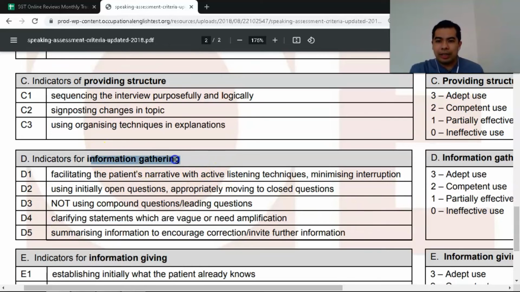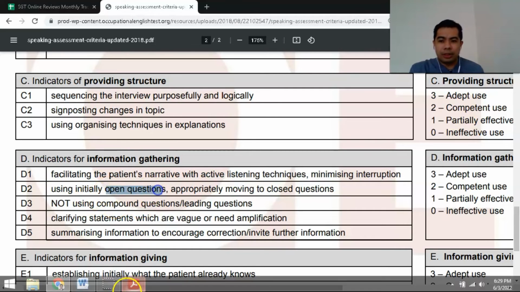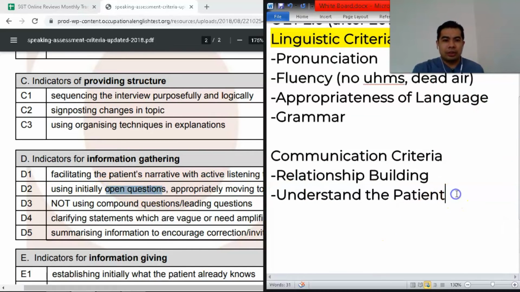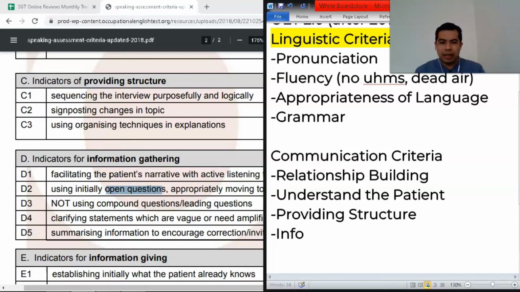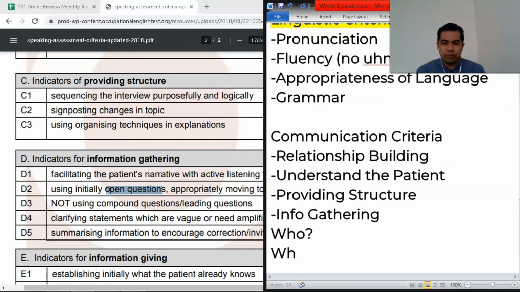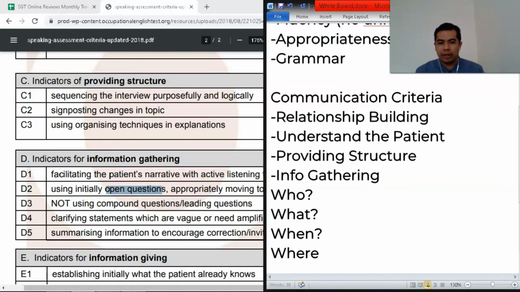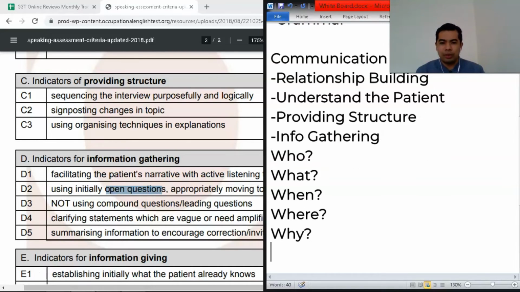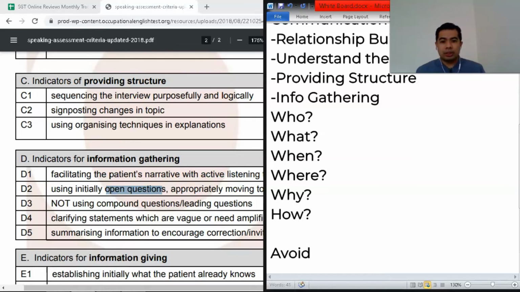Next is info gathering. I mentioned how important it is to ask questions here, even more so. When it says here to use open questions, what they're checking for is your ability to ask questions that start with who, what, when, where, why, and how. We should avoid questions that are answerable by yes or no. So avoid yes or no questions.